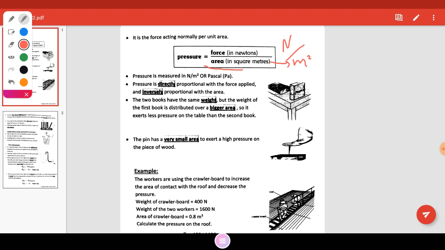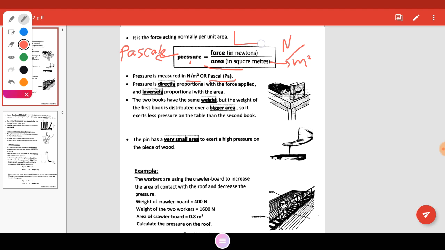Or pressure is measured by another unit called Pascal. Pascal equals Newton per meter squared. This means that pressure is measured by Newton per meter squared or Pascal. Pascal is the international unit. The pressure is directly proportional with the force.